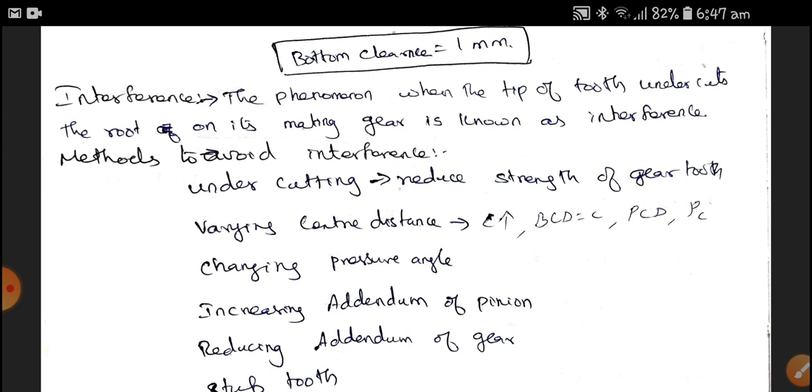The methods to avoid interference: making an undercut, or reducing the undercutting, will reduce the strength of the gear tooth. So undercutting is one possibility, but it can reduce the strength of the gear tooth. Next, by varying the center distance. If the center distance is varied, the base circle diameter is constant, pitch circle diameter is constant, and circular pitch is constant. Like that we can vary the center distance. Changing the pressure angle is a possibility, and increasing the addendum of the pinion and reducing the addendum of the gear, or making a stub tooth.